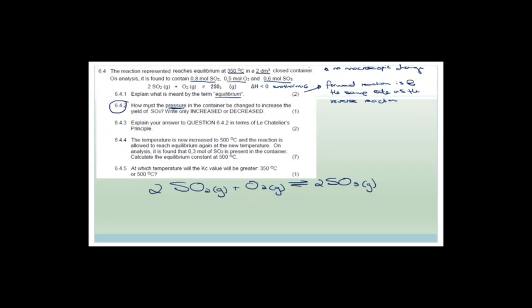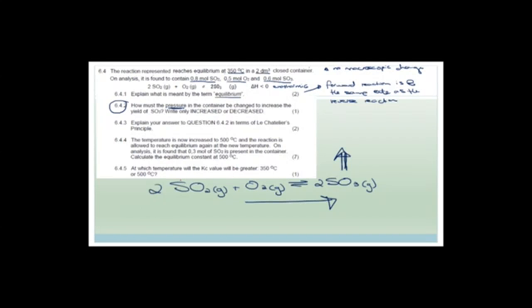So if these had been solids and there'd only been one gas, we would have only worried about that single gas. But this is all gas. Now we want the pressure to be changed to increase the yield of SO3. So we want more of this stuff. So we want the reaction to go this way, a forward reaction. Okay, so when we're talking pressure, what are we talking? We're talking number of moles.